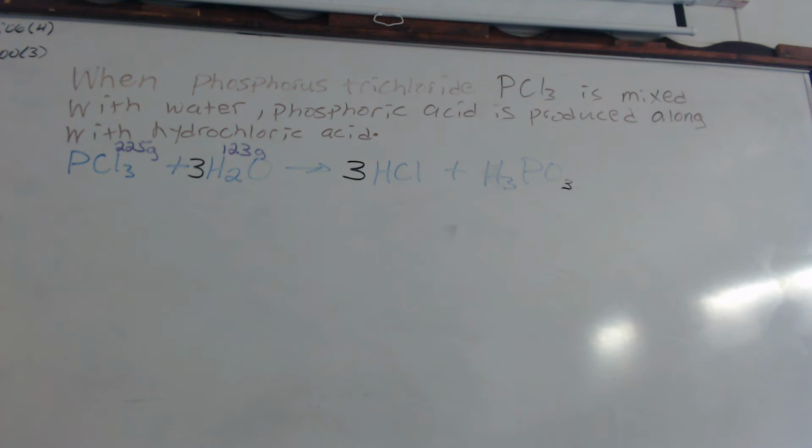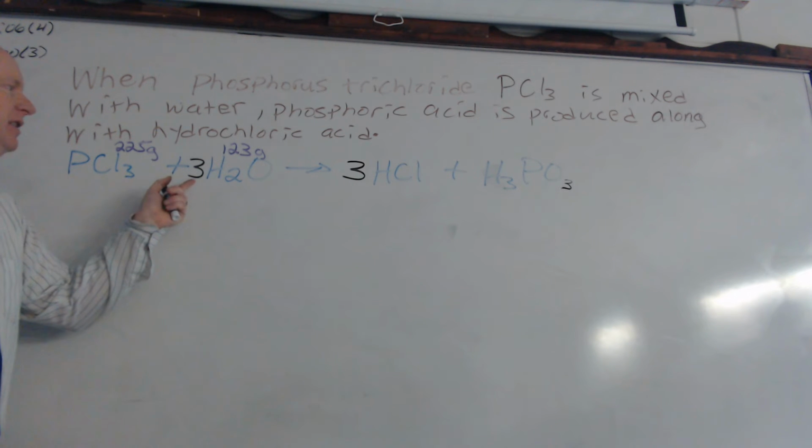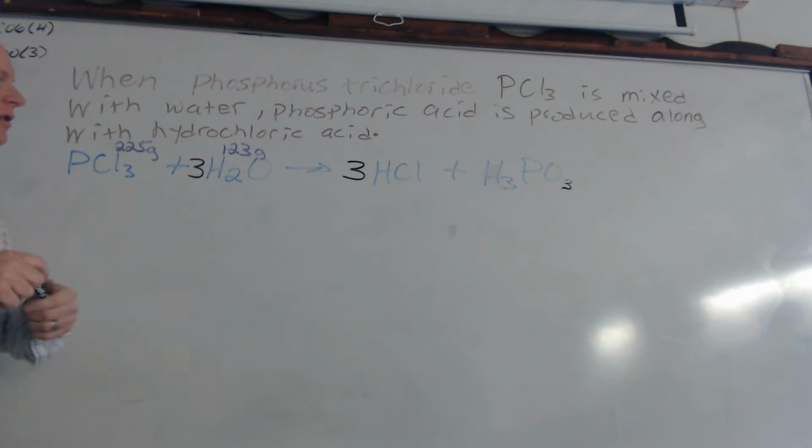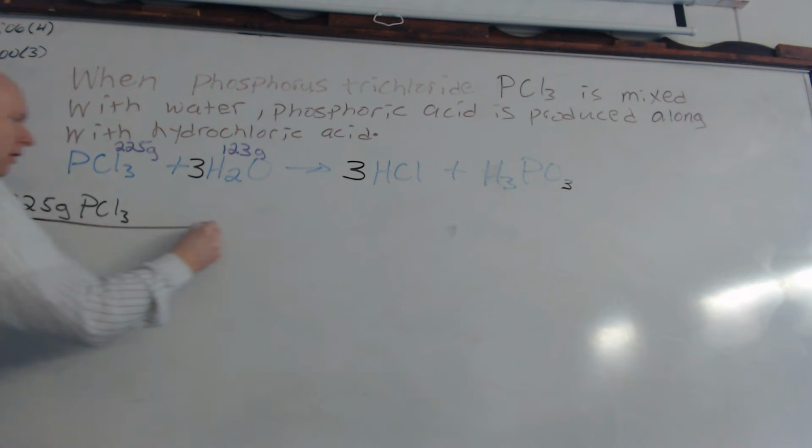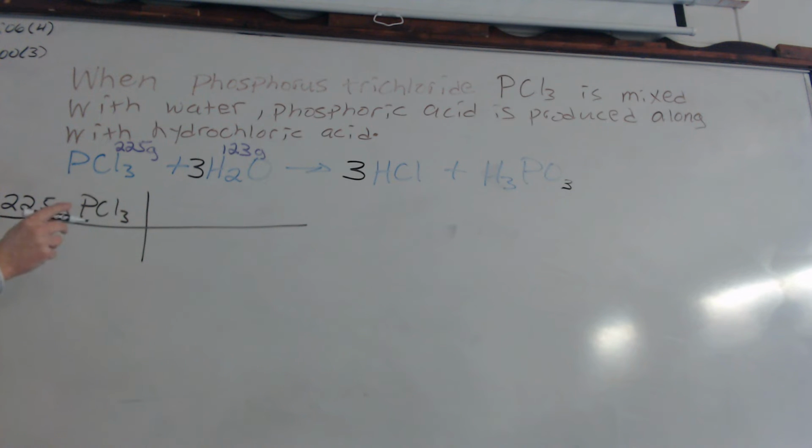This problem actually comes out of a book. So now that you have that, are we balanced? Yep. Phosphorus is 1 each, chlorides is 3 each, hydrogens is 6 each, and then oxygens is 3 each. So the first thing that we had done for this chapter would be, let's take 225 grams of PCl3. Then we're going to go ahead and change that to what?